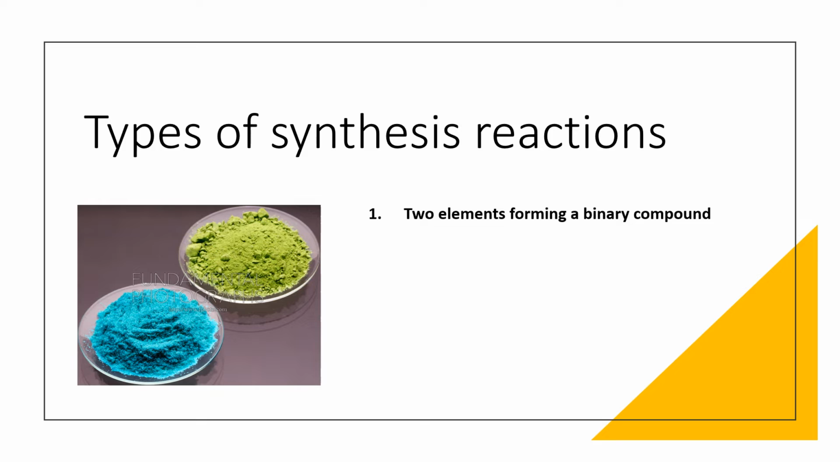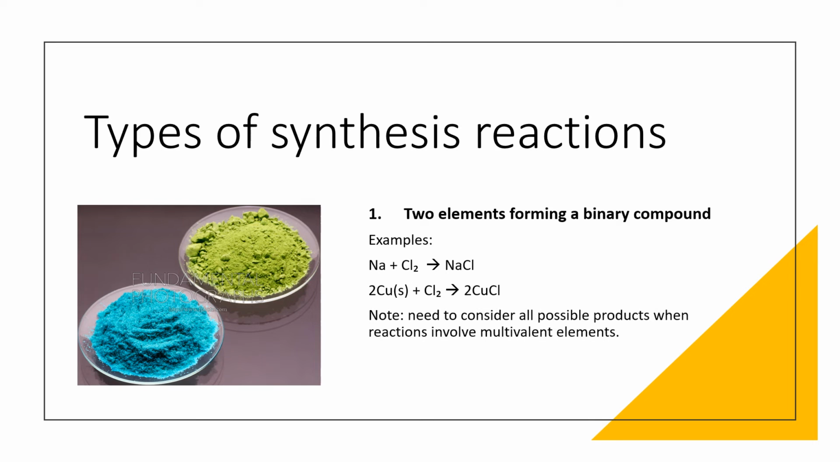Our first one is when we have two elements forming a binary compound. An example would be sodium plus chlorine to get you sodium chloride. Another example would be copper plus chlorine to give you copper chloride. Note, we need to consider all possible products when reactions involve multivalent elements. Another example is carbon plus oxygen, and we get carbon dioxide. And this is an oxidation synthesis.